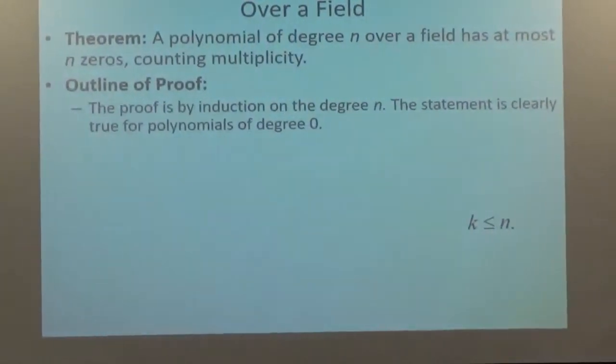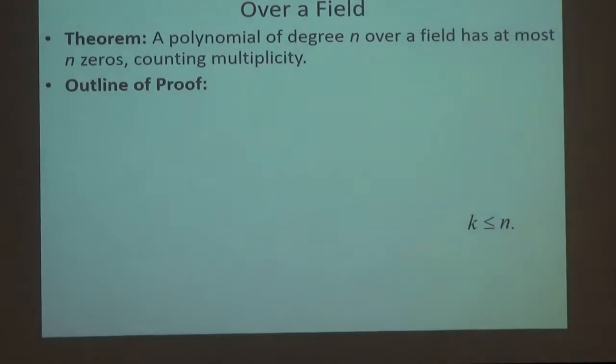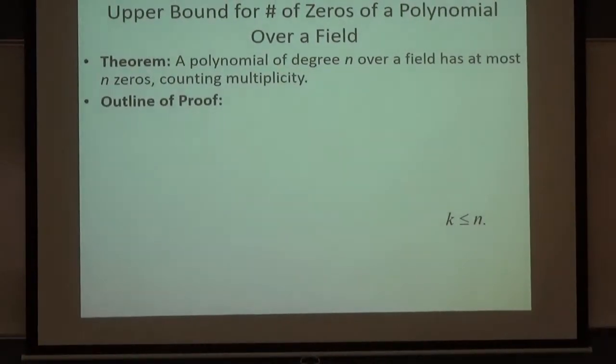Let's go through a proof of something here, and then we will take the quiz after this proof. I'd like to go over a couple proofs. First proof is the proof of the fact that a polynomial of degree n over a field has at most n zeros counting multiplicity. Ignore this thing for the moment.